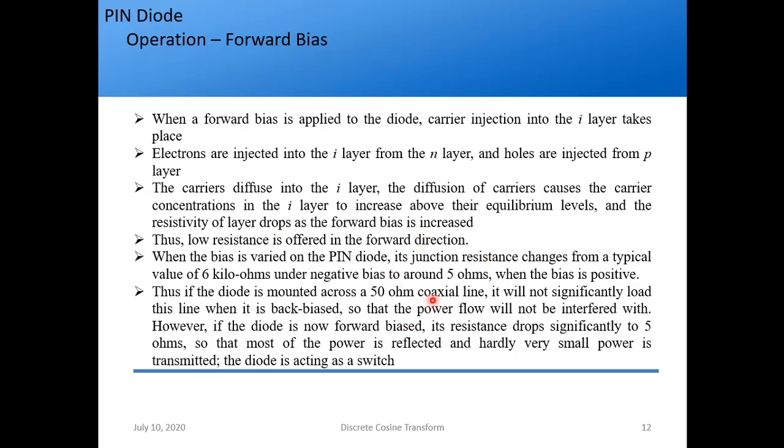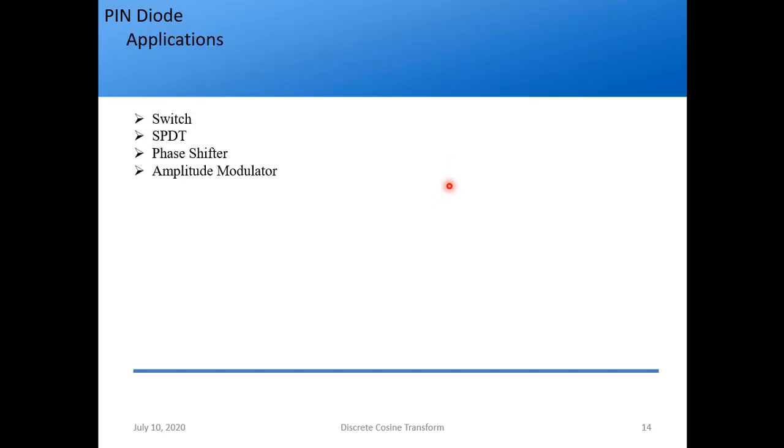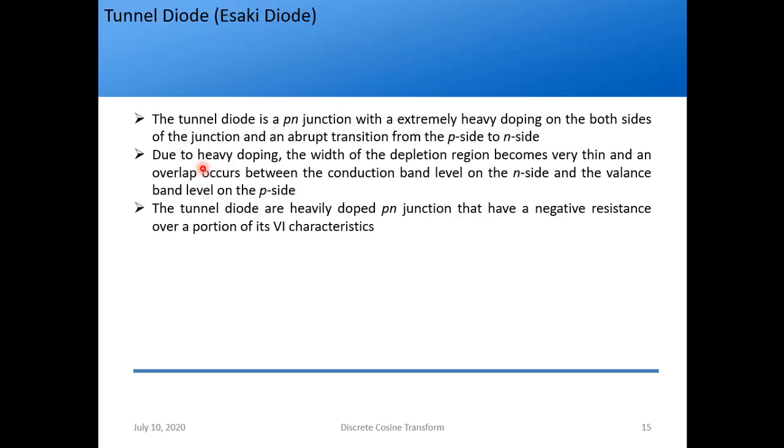We took the example of a coaxial line such that it acts as a switch. We have already done this, right? Then this is the equivalent circuit, and there should be a line here as I said. Its applications are switch, SPDT, single pole double throw, phase shifter, and amplitude modulator.